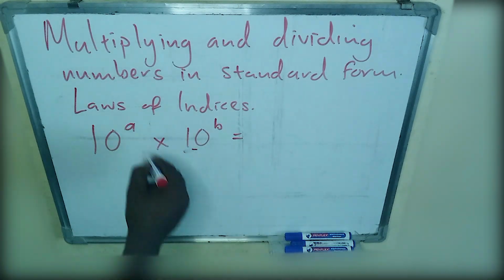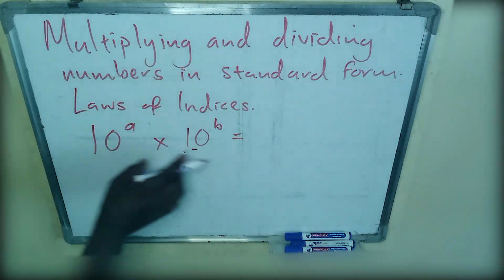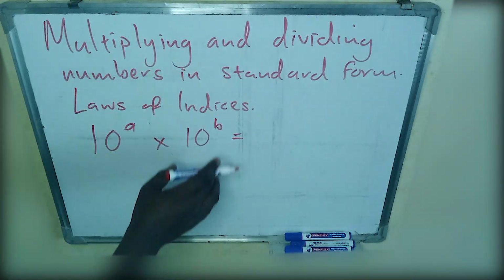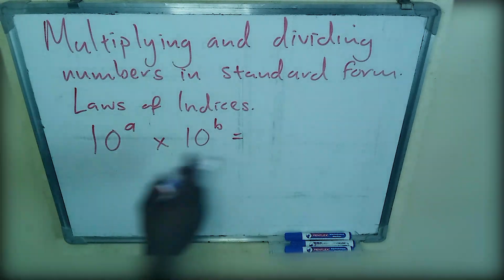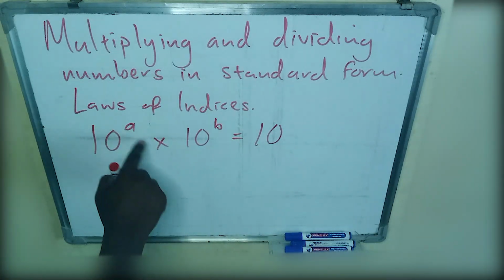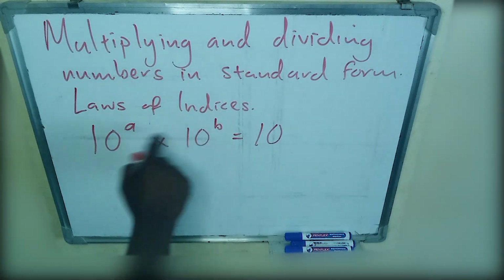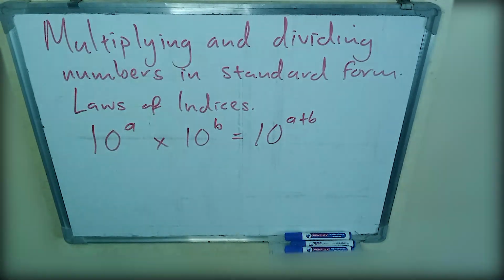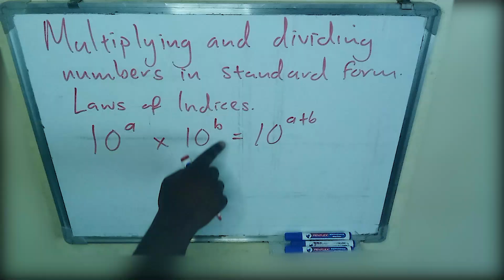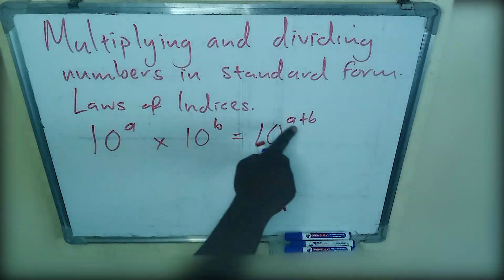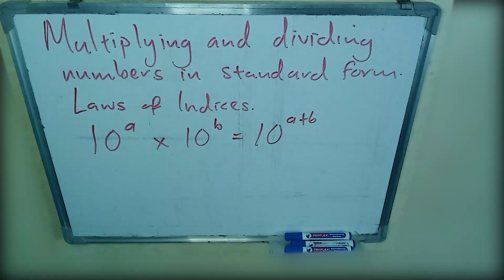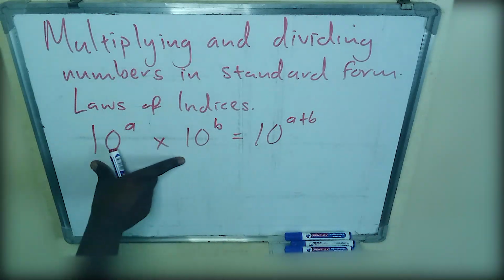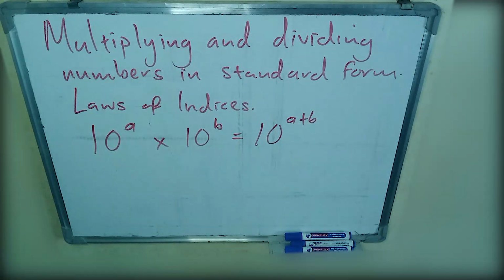If there is a multiplication sign between 10 to the power of a and 10 to the power of b, you simply take the common base and add the exponents, which is a plus b. So if a was 2 and b was 5, it would be 2 plus 5, which is 7. This is the law of indices that we are going to use when multiplying and dividing numbers in standard form.